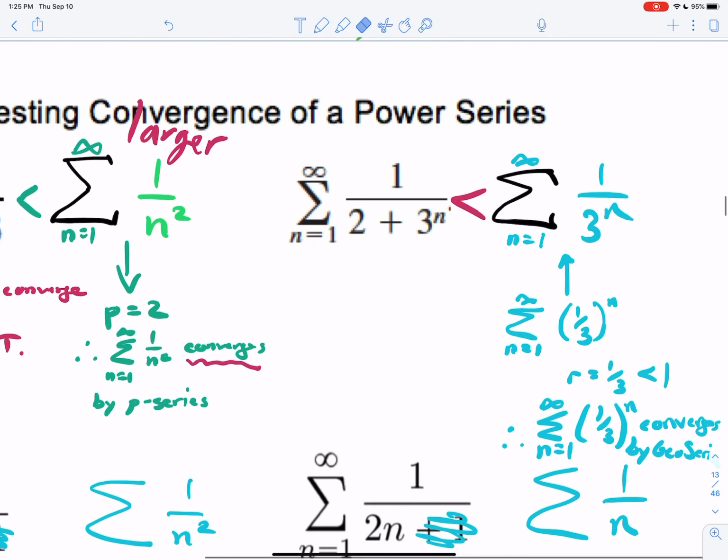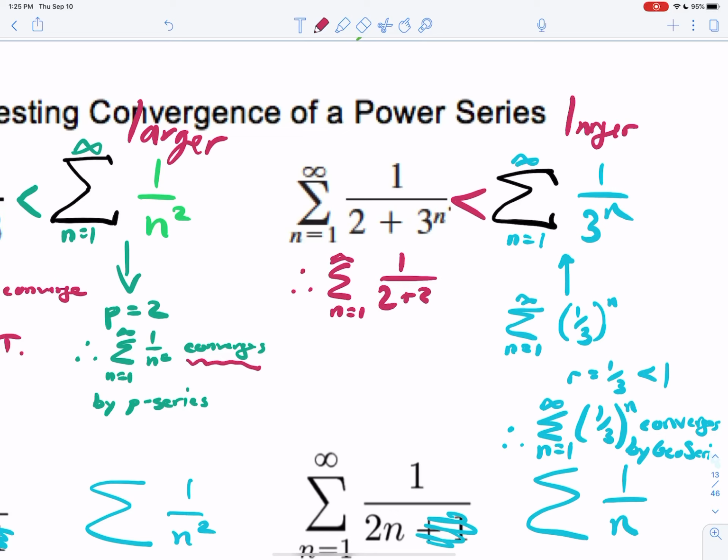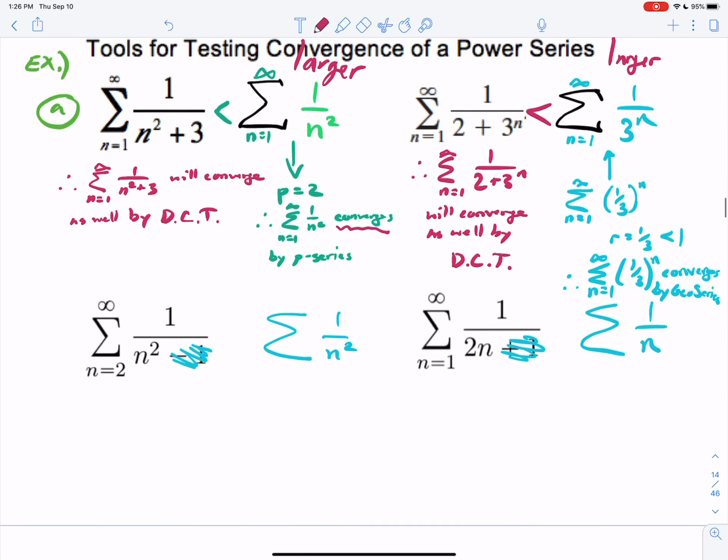I just proved to you guys that the larger one converges. So does that tell me that the smaller one will converge as well? It sure does. Therefore, the summation of 1 over 2 plus 3 to the n, as n starts at 1 all the way to infinity, will converge as well by the direct comparison test. It's a little bit of writing. If you notice, there's not a lot of work. It's just a lot of thought process. Okay? All right, let's keep going.